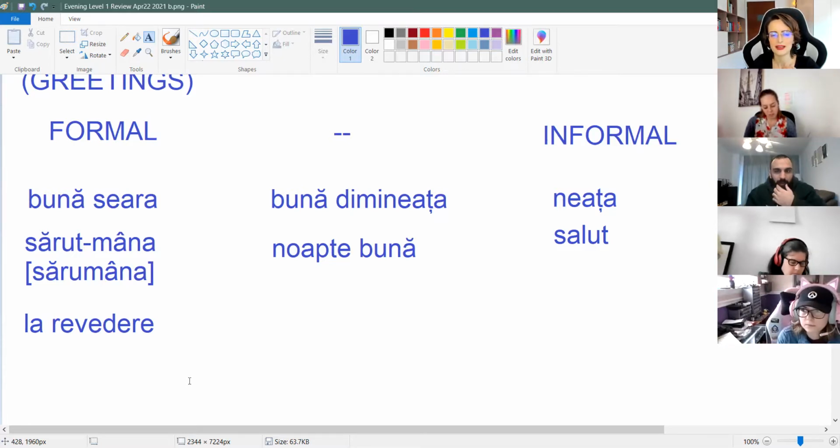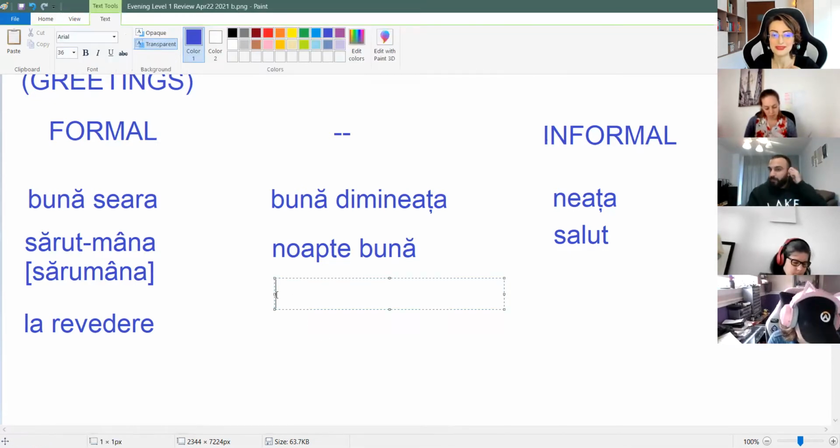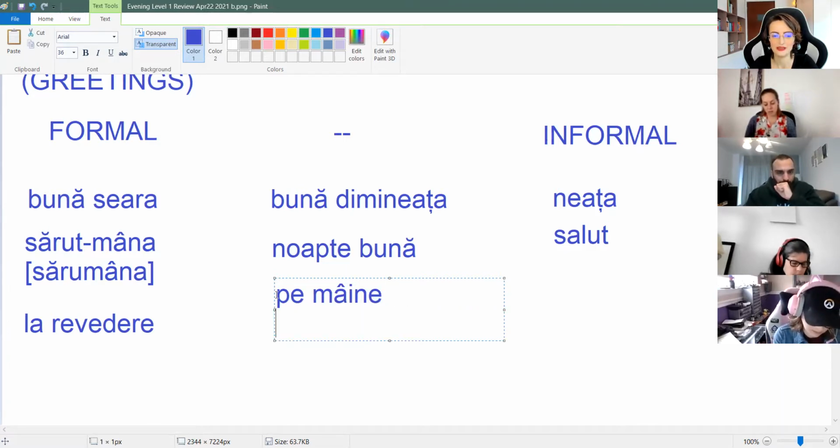How can you say this less formally? So if you want to say see you tomorrow or see you soon. Pe mâine. Mâine means tomorrow. Make sure you pronounce the word for tomorrow with all the diacritics in it. Pe mâine, see you tomorrow. Or see you soon. Have you seen this one? Pe curând. Can you say it? Pe curând.